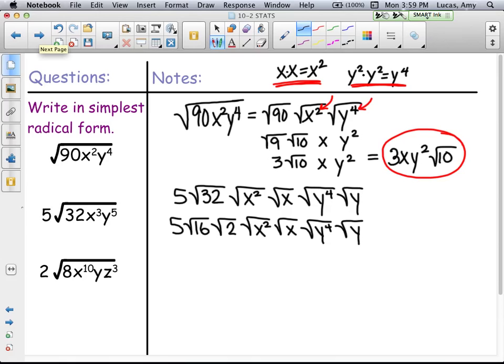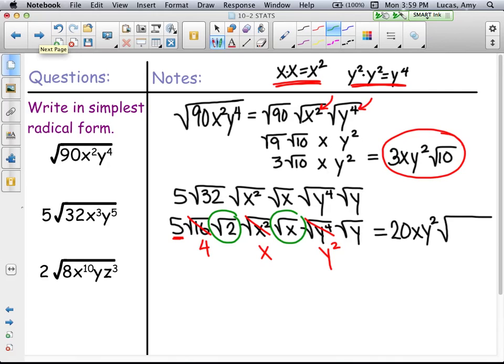Now I'm going to do the perfect squares first. So I've got 4 for this one, because it's a perfect square, x for this one, and then y squared for this one, because it's a perfect square. I also have this 5 that was out in front. So now what that means is, in front of my square root, 5 times 4 is 20, and then I have the x that I took out, and the y squared, and then what's left under my square roots, I've got a 2, an x, and a y that were not perfect squares. So they stay under that radical. So there's my simplest radical form for this problem.